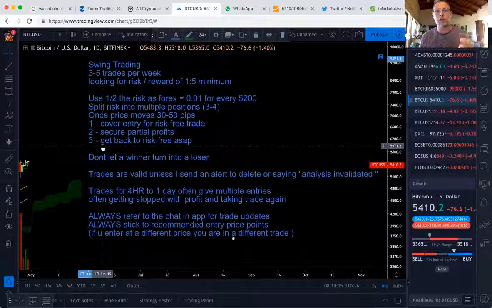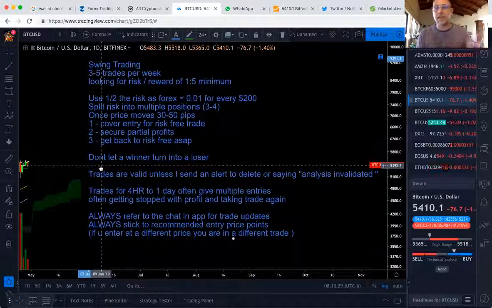I can't stress this enough. You really want to have this trade management strategy where as soon as the market is moving in your favor, you want to cover your entry and get back to a risk-free trade as soon as possible and secure some partial profits, okay? The idea is to not let a winning trade turn into a loser, all right?